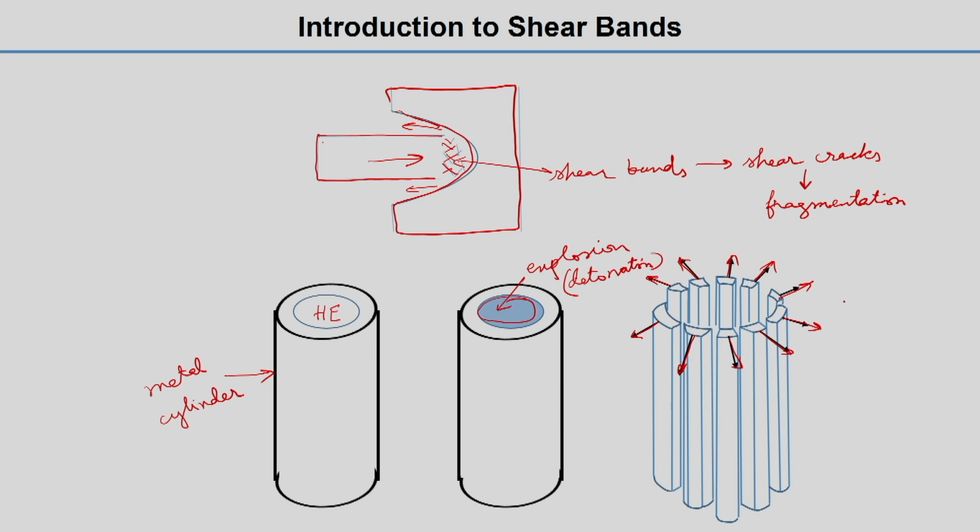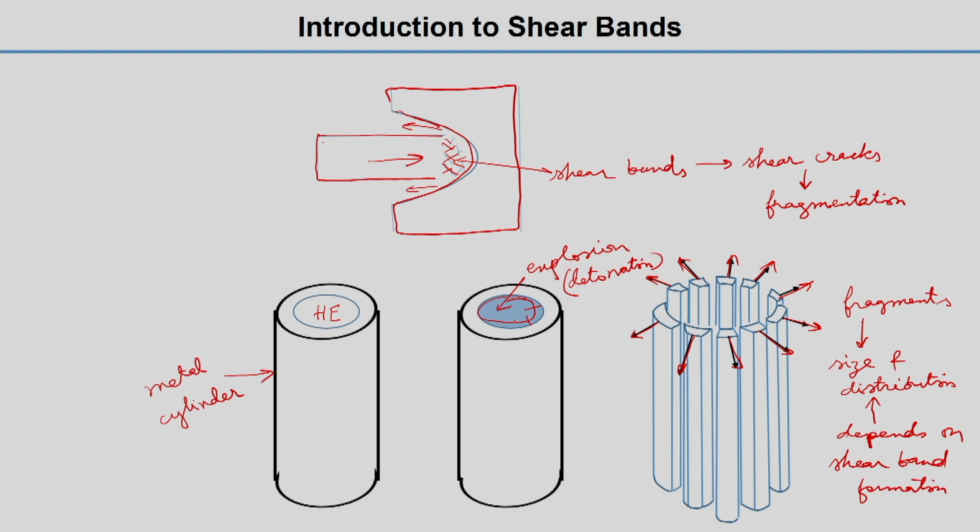Here you can see that this is exploding, and you can see many fragments. The size and distribution of these fragments depend on shear band formation. Basically, first the shear band will form, not exactly here, sorry, this area has a high explosive, right. After the explosion, the shear bands will form in this metal casing or cylinder. So the level of shear band formation will decide the size and distribution of the fragments.